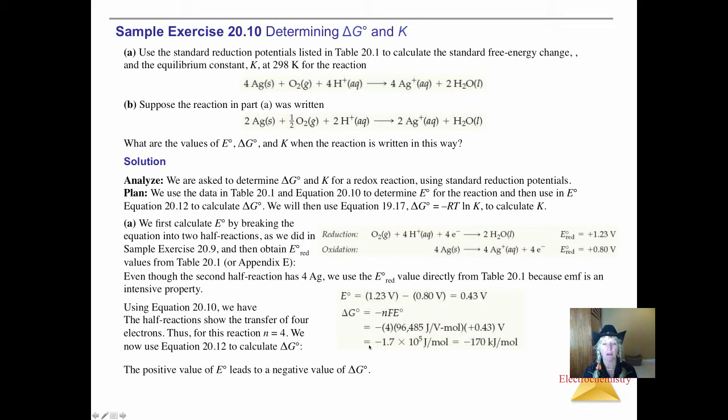So our value is a negative value. It's expressed in joules, but we want to divide by 1,000 because delta G's, Gibbs free energies, are always expressed in kilojoules. So that makes sense. You have a positive voltage, it's a spontaneous reaction, the delta G should be a negative number. Pretty much that's about it for these: voltage, number of moles of electrons times Faraday's constant times the voltage. Take the negative value of that, and that will give you your Gibbs free energy.